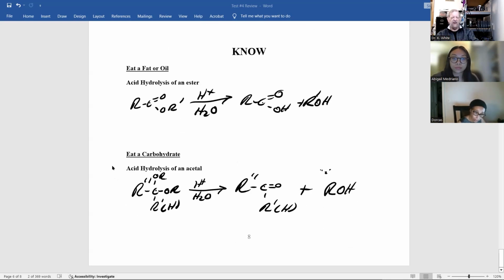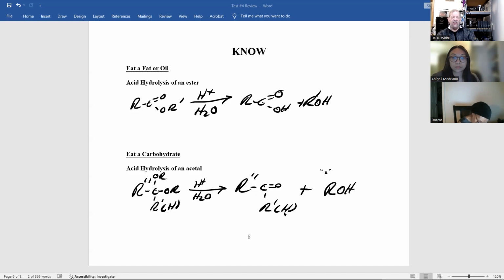The other reaction at this point I want you to know and how to describe with words and a general reaction is when you eat a carbohydrate. Again, in your stomach is acid and water. So that's acid hydrolysis. What functional group holds glucose molecules together in starch? An acetal. So that's acid hydrolysis of an acetal. And the general reaction, which is for acetal or ketal, which you learned for test 2, is acetal or ketal, acid catalyst, H plus, water.